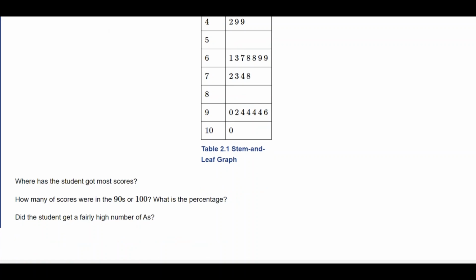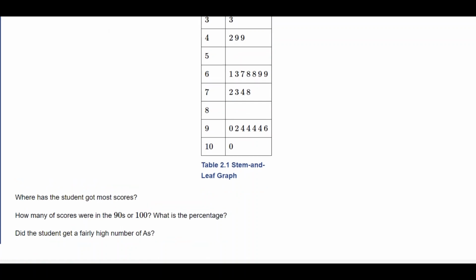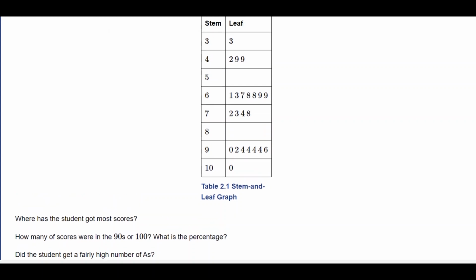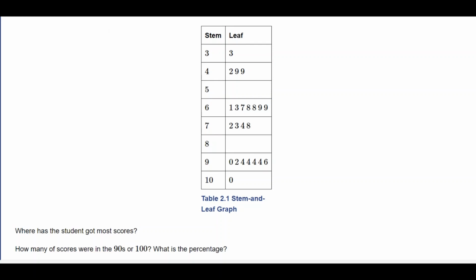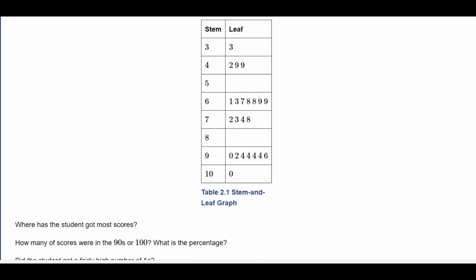Okay. Now from this data set, can you tell me where the student got most of their scores? For that we have to look at all the stems that have the longest line of leaves. And you can see that 6 and 9 have the longest line of leaves. So most of the scores are in the 60s and 90s.